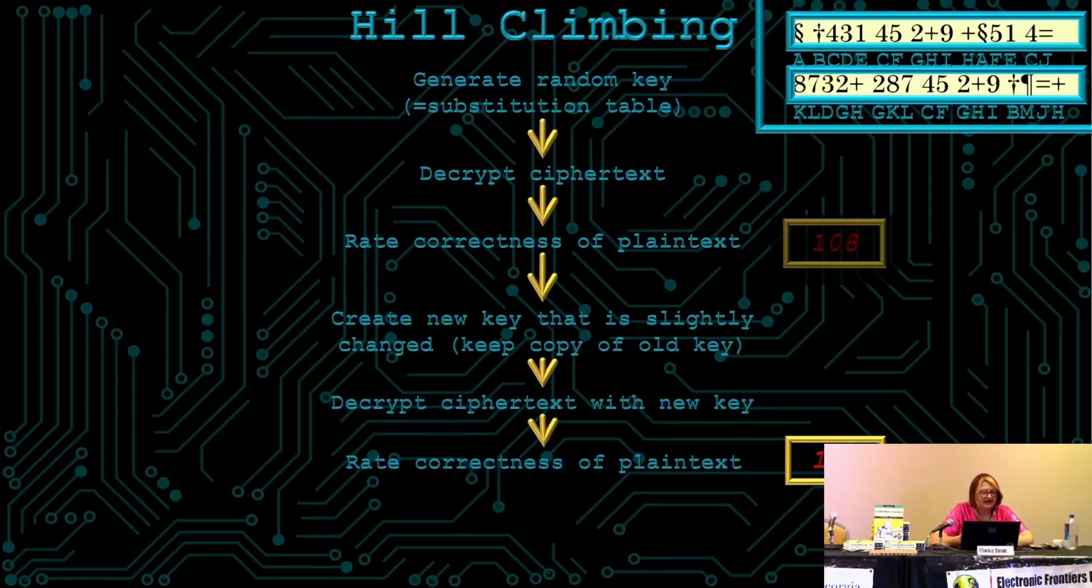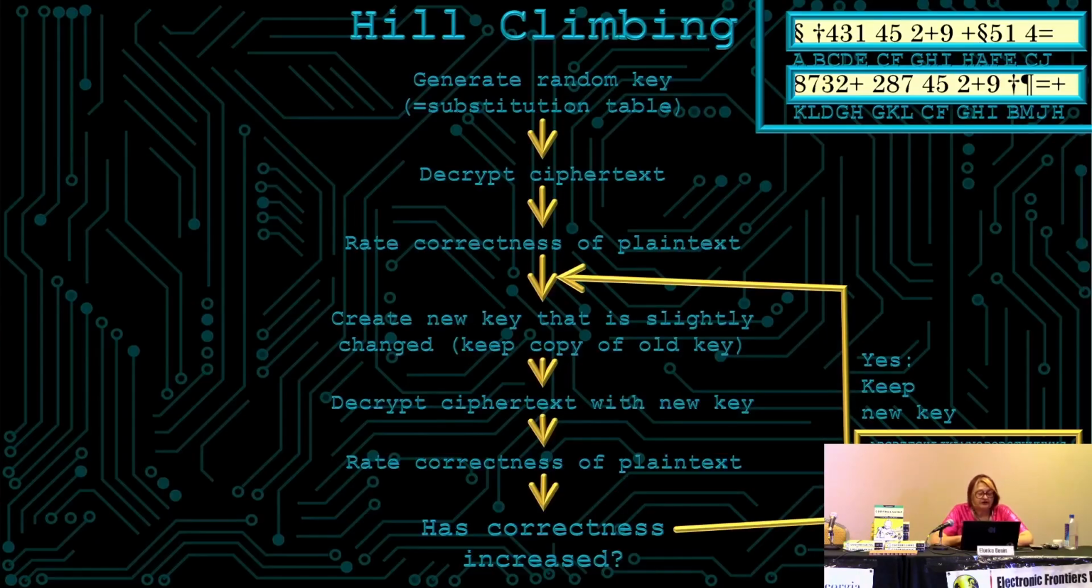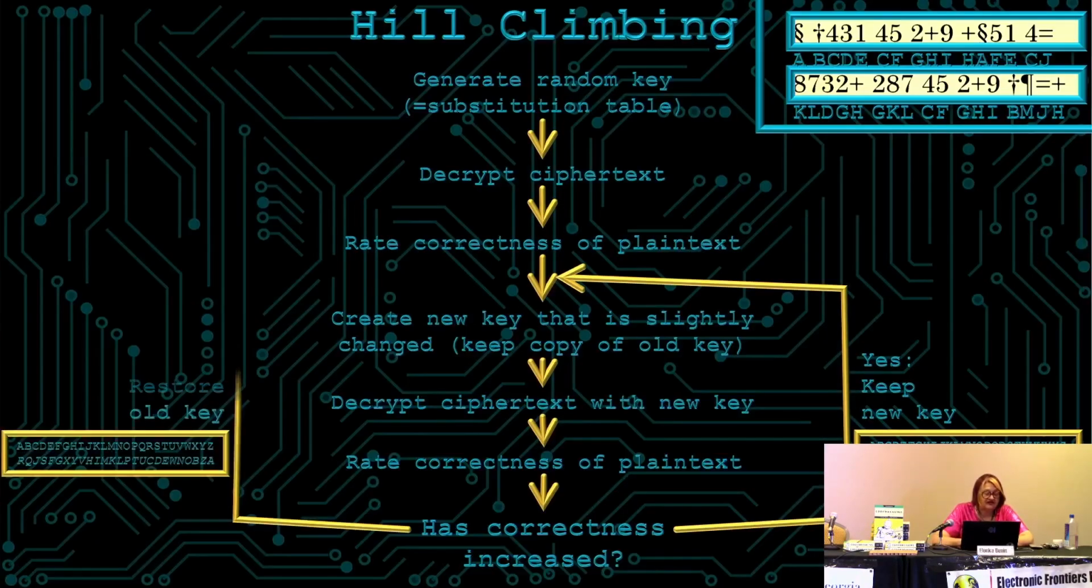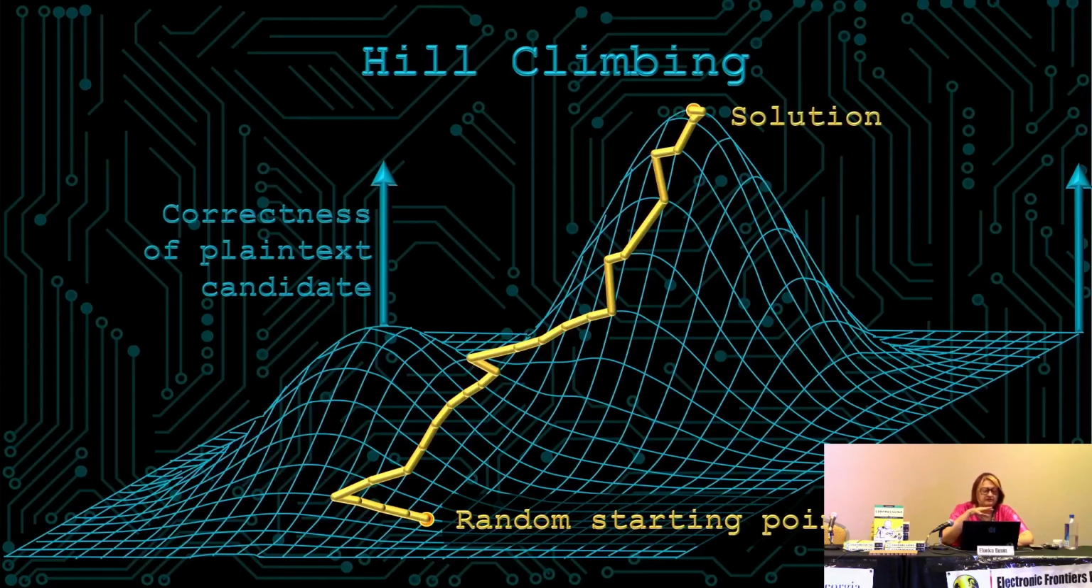So in one case we have 108, in another we have 115. Now we see, has the correctness increased? If so, we keep that new key, and then we go back and start the whole process again. If it did not increase the correctness, we keep that old key that we had in our pocket, and again we repeat that process. Going this way, from a random starting point, we're going up the hill. A key that's better, that's better, that's better, that's better. And we get to the point where we no longer can make a key that makes the answer any better.